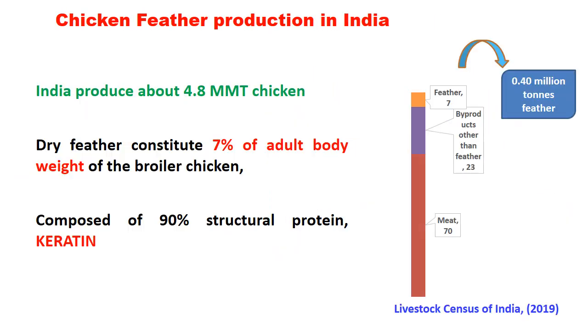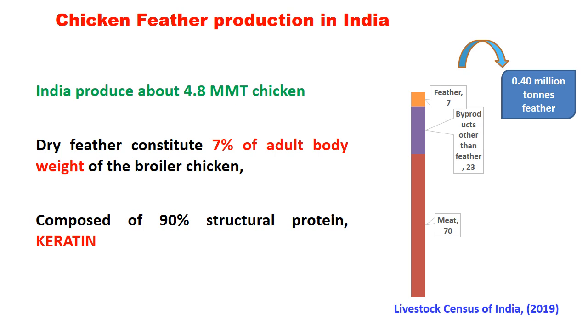Now we will talk briefly about the utilization of chicken feather, and later we may have a separate lecture only on the advanced technologies for extraction and hydrolysis of keratin and application in the biomedical industry. So on the right side, as per the livestock census 2019, from the poultry industry about 70% will get meat, 23% as other byproducts, and 7% is feather. That is about the broiler industry.